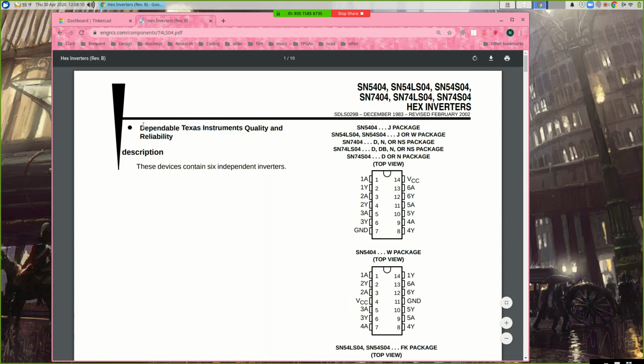And there's a little sales blurb in the front here: dependable Texas Instruments quality and reliability. That doesn't tell you anything about the chip, right? That's just their marketing department. So there's a description: these devices contain 6 independent inverters. Okay, now you have to match up the device with the part number. So 7404, 74LS04, 7404 with nothing in between. These are all this chip up here.